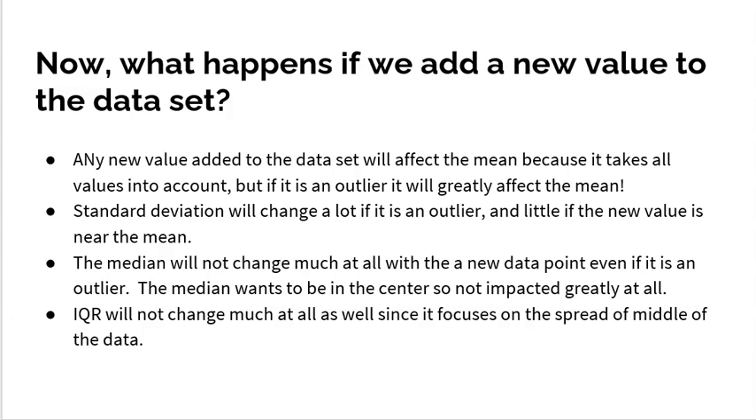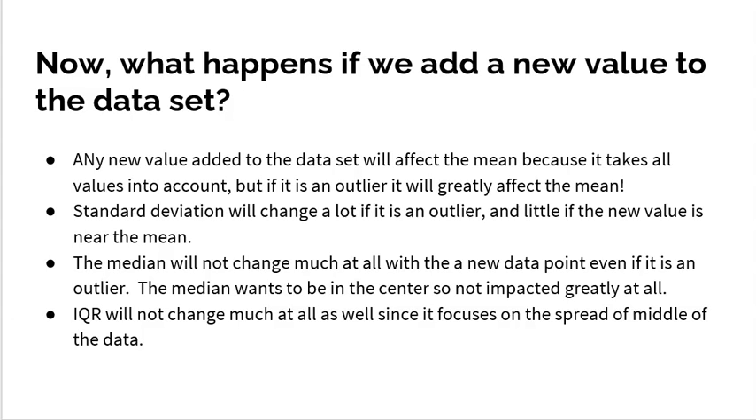This is different because I'm not adding a constant to all my values. I'm adding a brand new data point. So any new value added to the data set will affect the mean because it takes all the values into account. So if you have a mean of 23 and you say, oh, I totally forgot to add in another person and that person ended up being an outlier, really, really high, then the mean's going to move that way a little bit.